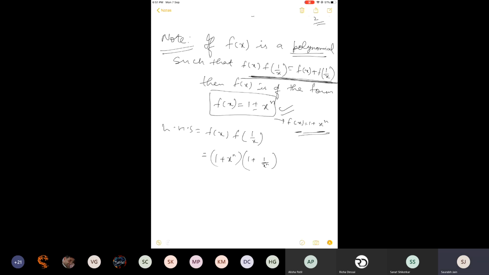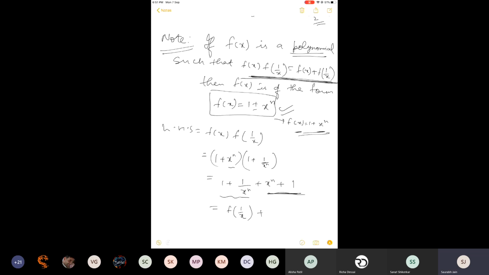Now observe these two terms: 1 plus 1 by x to the power n. It is nothing but f(1/x). What is the sum of the last two terms? It is nothing but f(x). What is this? This is the RHS. That is what they are saying. So if f(x) is a polynomial such that the product of these two is the sum of these, then f(x) is of the form 1 plus or minus x to the power n. Now what will happen?